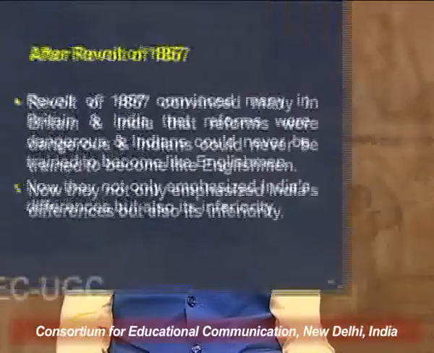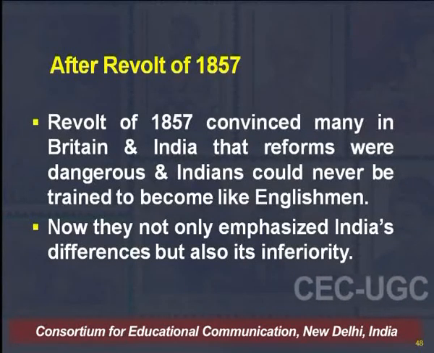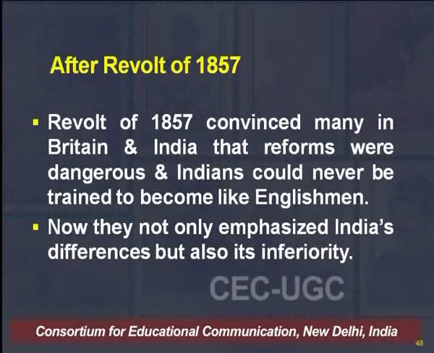When the revolt of 1857 took place, many people in India and Britain realized that these kinds of reforms could be dangerous. Europeans need not train Indians in such a way, because Indians could never be trained to become like Englishmen. This is what many people started believing, and now they were emphasizing not only India's differences but also its inferiority. So we find that there is a great deal of change.